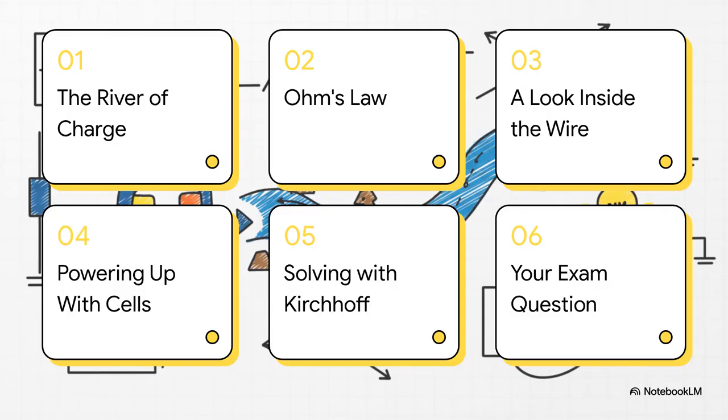So, here is our game plan for getting full marks. First, we're going to think of electricity as a river. Then, we will learn its most important rule, its golden rule, Ohm's law. After that, we'll take a microscope and peek inside the wire to see what the electrons are really doing. We'll discover how cells give them power, and finally, we'll unlock two super tools, Kirchhoff's rules, to solve any circuit. And yes, we'll finish with a real exam question. Ready to do this? Cholo, let's go!